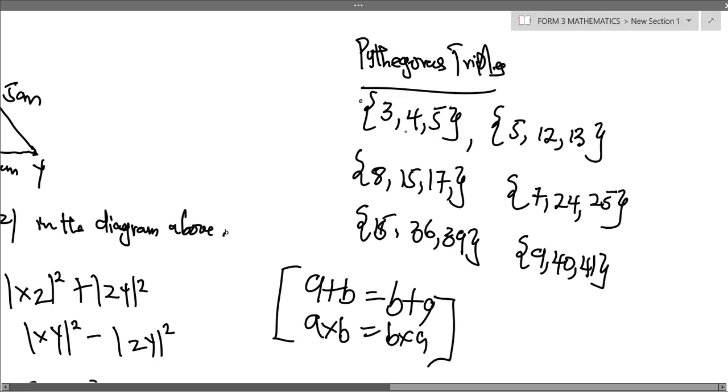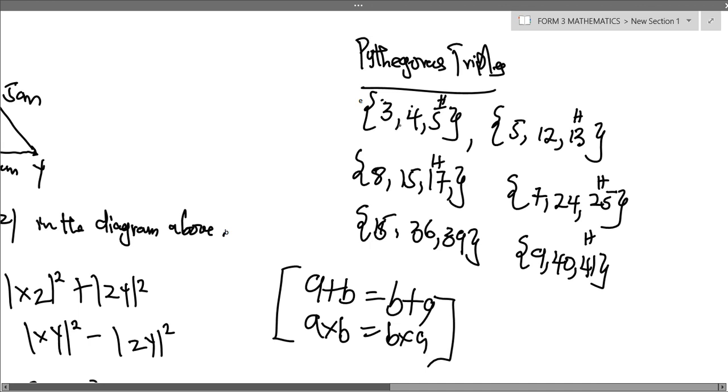So the longest side is the hypotenuse. The 13 is our hypotenuse, 25 is our hypotenuse, 40 is our hypotenuse. These two could either be the opposite or the adjacent.